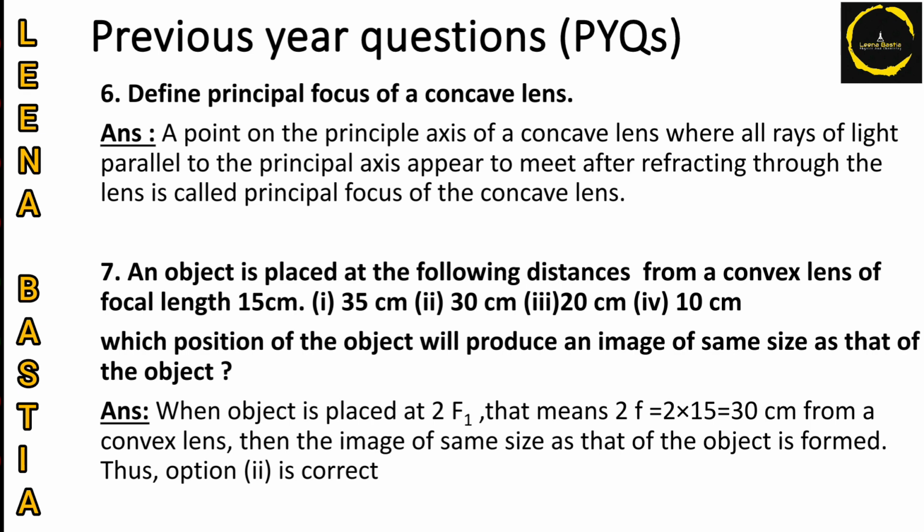Now this is a logical question, children. An object is placed at the following distances from a convex lens. The focal length f is equal to 15. Since it is a convex lens it will not be minus, so we take positive 15 centimeter. Now four options are given.